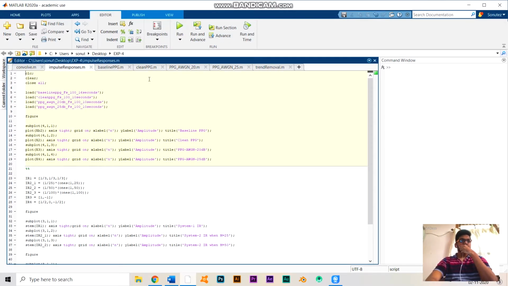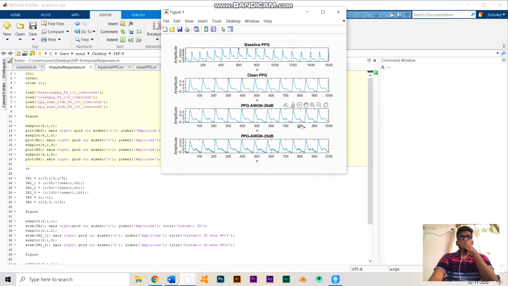We are given four different PPG signals. Let us load those signals and plot them to see how they look. We have written the code and now let's run this section of code. These are the four different signals: baseline PPG signal, clean PPG signal, PPG signal with Gaussian noise of 20 decibels and with 25 decibels. You can see that only the baseline PPG signal has a trend, and we will see how to remove the trend shortly.